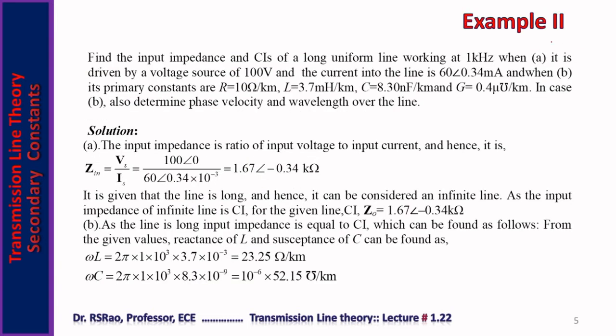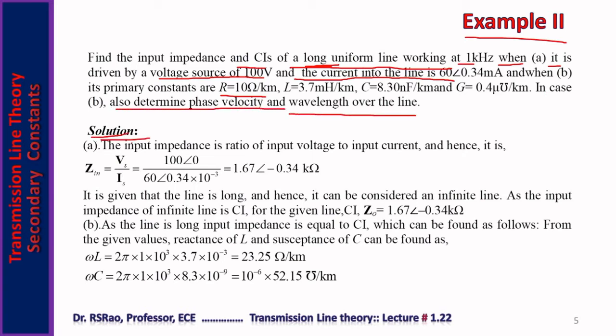We consider another problem, example 2. Find the input impedance and characteristic impedance of a long uniform line. Long means infinite line. Working at 1 kilohertz, it is driven by a voltage source of 100 volts and the current into the line is 0.34 milliamperes at an angle of 60 degrees. In part B, its primary constants are R 10 ohms per kilometer, L 3.7 millihenry per kilometer, C 8.3 nanofarad per kilometer, and G 0.4 micromho per kilometer. In case of B, also determine phase velocity and wavelength over the line.